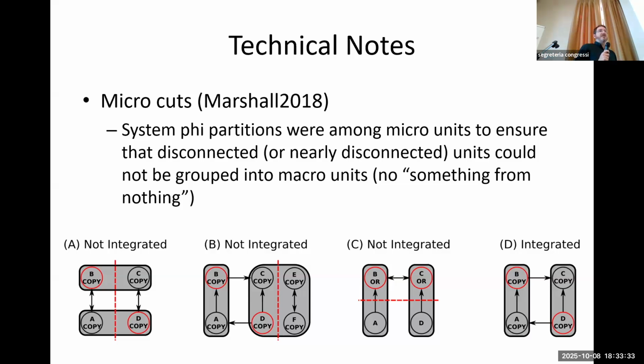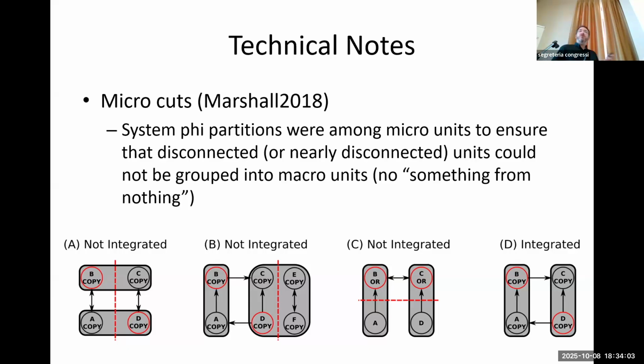And the idea there was, if you don't allow some kind of cutting through the micro units, you could have a situation where you have 2 completely unrelated systems, but I just grouped together unrelated things. And I've created integration where there was none before by drawing some arbitrary box around them. And so we said, well, that feels wrong. It feels like it's going against what we're trying to capture. So we introduced these micro cuts.